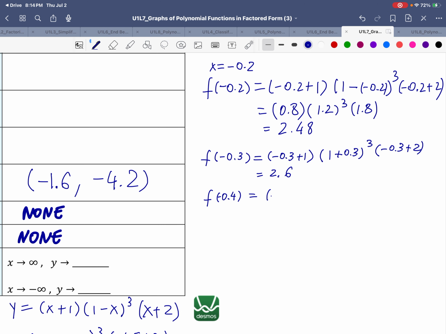So at negative 0.4, we have 1 minus negative 0.4, so that's 1 plus 0.4 to the power of 3, and negative 0.4 plus 2. And here we go again, we have 0.4 plus 1, 0.6, multiplying 1.4 to the power of 3, and then multiplying 1.6, and we get 2.63. Okay, so we are getting an even higher value in here, so we can check negative 0.5.